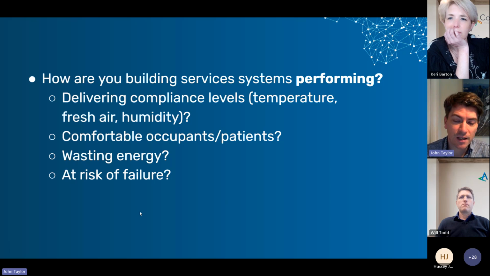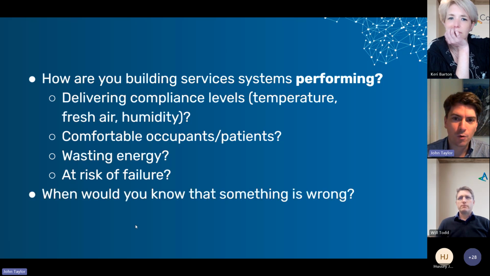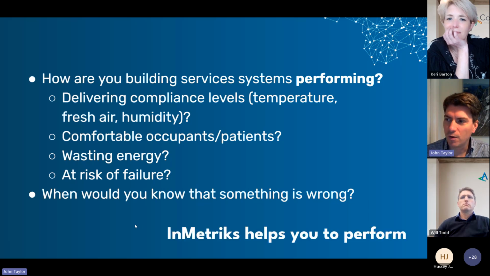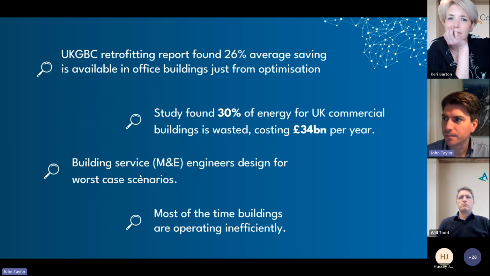And also, is it a risk of failure? Would you know if something is wrong? Would you know if the fresh air levels are lower than needed, if your CO2 levels are high? Would you know if your temperatures are out of range, too high or too low? Would you know if your hot water flow temperatures drop below 50 degrees or below 6 degrees? What we've developed InMetriks to do is really help you understand that, to help your buildings perform, both from an energy efficiency perspective, but also making sure that you're understanding what the buildings are achieving, what they're designed to, by remotely monitoring and constantly analysing the buildings.